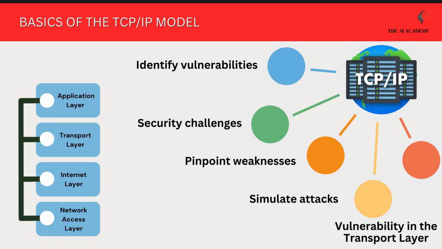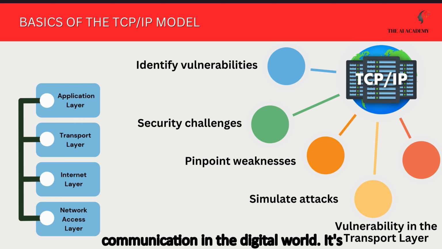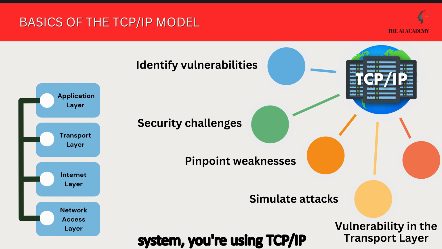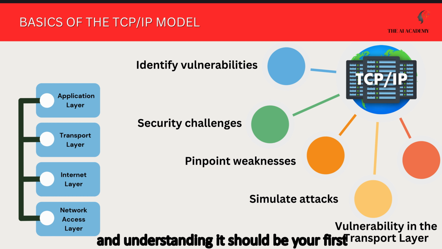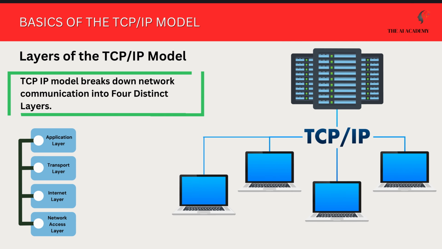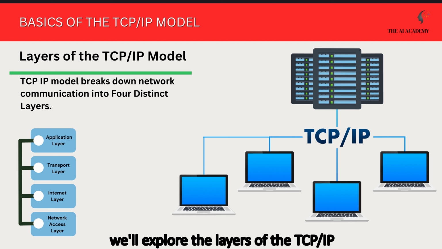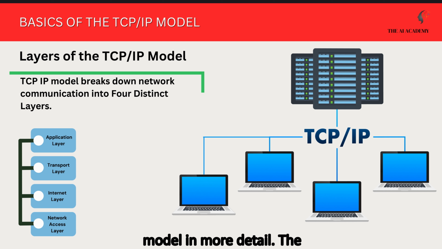In summary, the TCP/IP model is essential for communication in the digital world. It's like a translator that ensures devices speak the same language, no matter their differences. Whether you're sending a meme or deploying a cybersecurity defense system, you're using TCP/IP, and understanding it should be your first step toward mastering ethical hacking. Let's move on to the next part, where we'll explore the layers of the TCP/IP model in more detail.